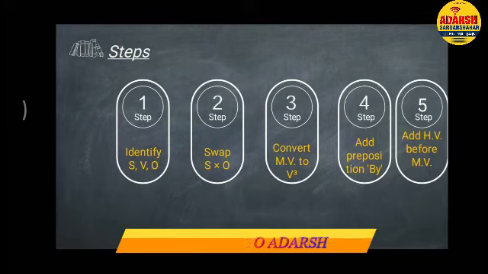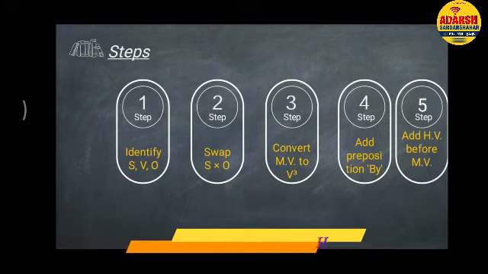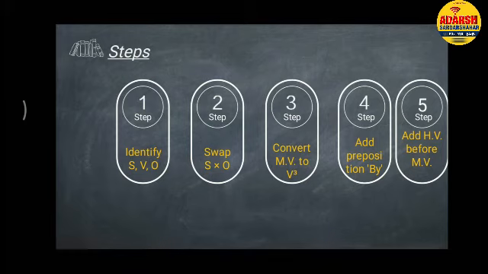First step, identify subject, verb and object. Now the question is, how can we identify subject, verb and object? Verb is always action, so whatever is the action in the sentence is the verb. Subject is the doer, so whoever is performing an action or activity is the subject. Now object: the thing on which the action is performed is the object.